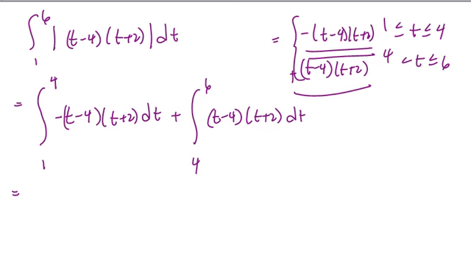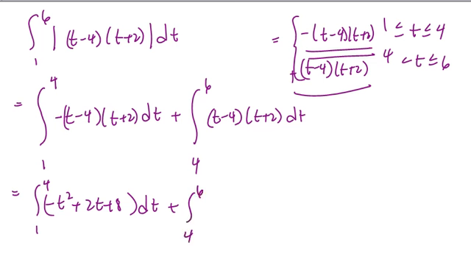So to integrate, I'm actually going to multiply it out again, which would be 1 to 4 is negative t squared plus 2t plus 8. That's basically our velocity function multiplied by a negative. And between 4 and 6, it's the original. So at t equals 4 is where the switch happens from moving forward to moving back, or in this case moving backward and then moving forward, because we're going in the negative direction first and then we're coming the other way. And now I just have to integrate and evaluate.